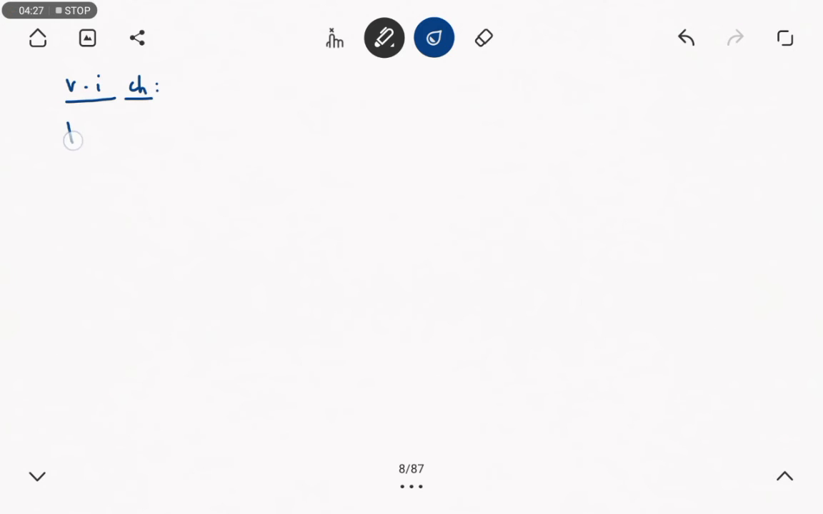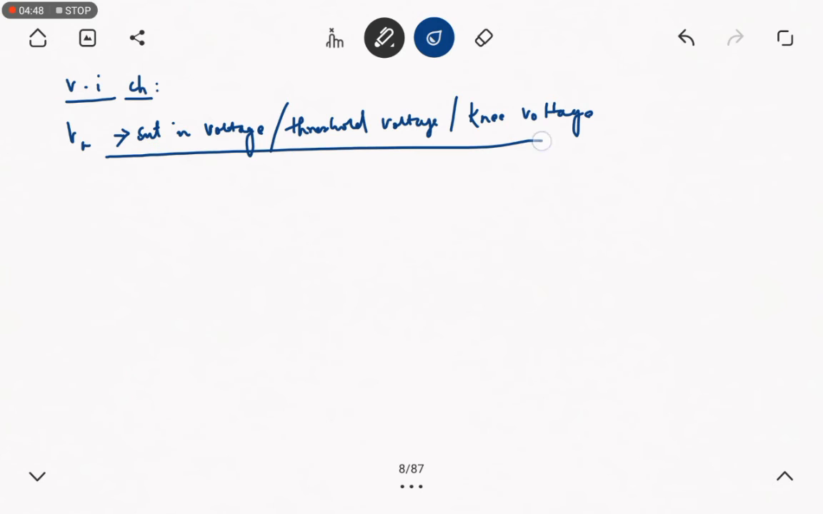This VI characteristics, or V gamma, can be represented as cut-in voltage, or threshold voltage, or knee voltage. It has three names: cut-in voltage, threshold voltage or knee voltage. How do we represent this? This is the same decreasing exponential graph which I explained for the reverse bias PN junction. That is an exponentially decreasing graph.